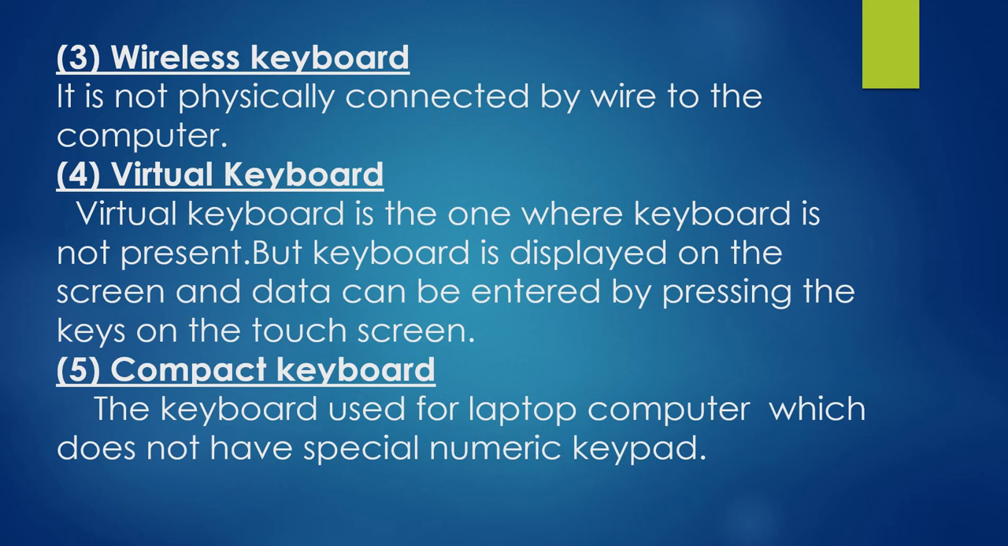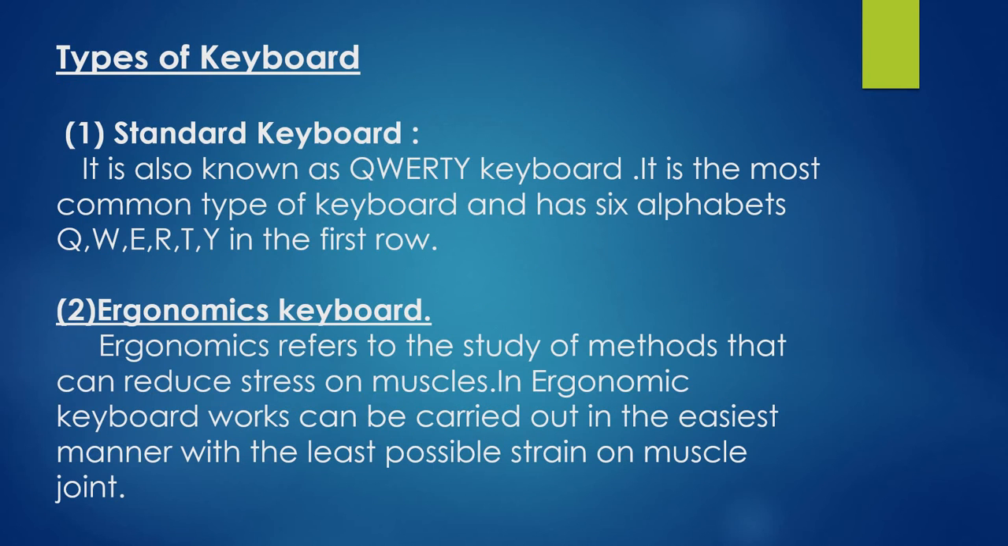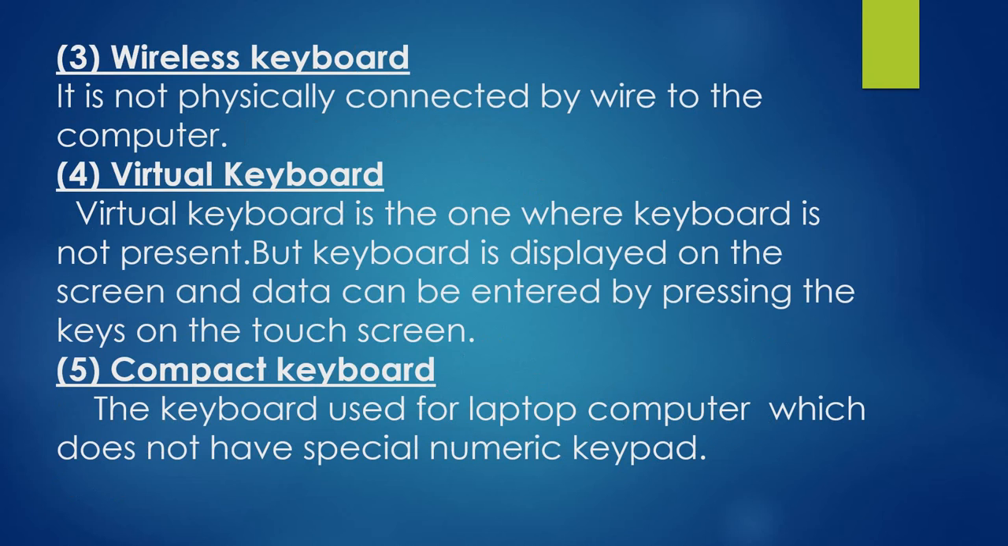Fifth one, compact keyboard. Compact keyboard means it is used for the laptop. The difference between compact keyboard and standard keyboard is that the special numeric keypad is not there in the compact keyboard. That is the difference between standard keyboard and compact keyboard. Then the different types of keyboards are standard keyboard, ergonomic keyboard, wireless keyboard, virtual keyboard and compact keyboard.